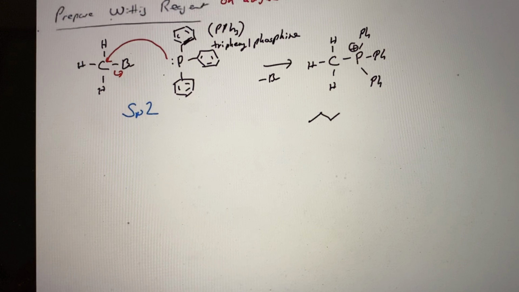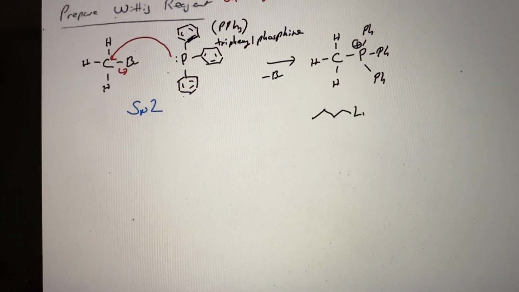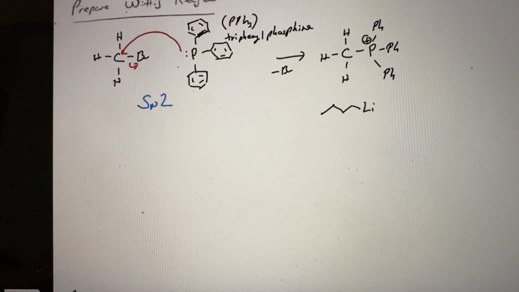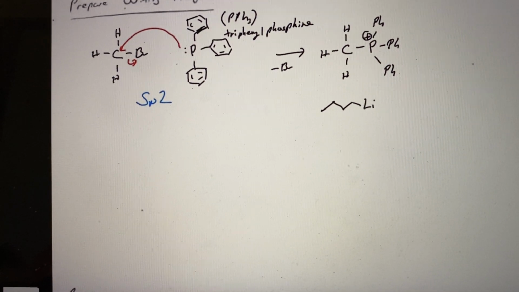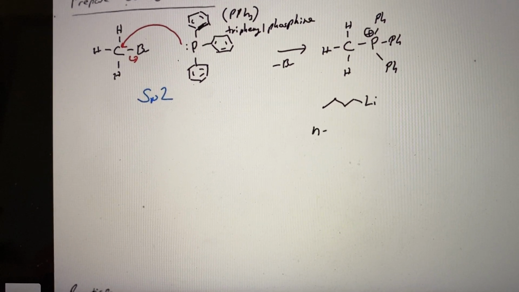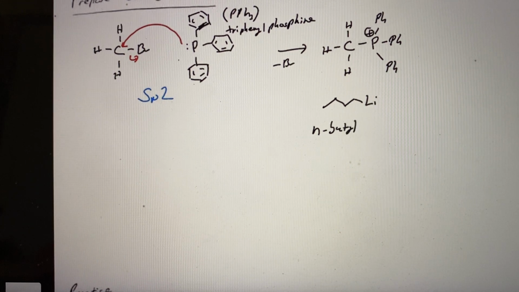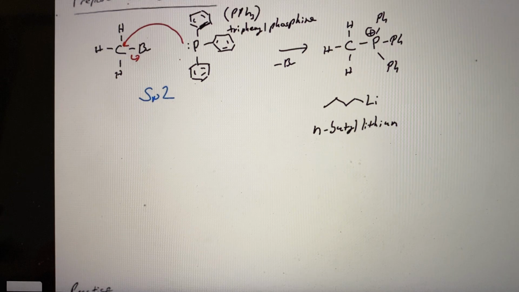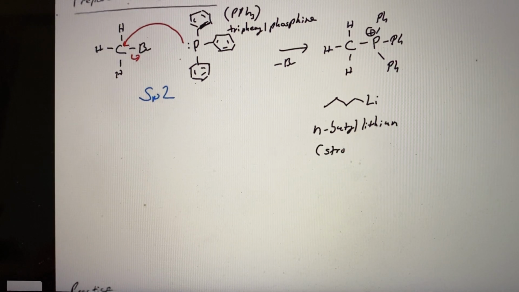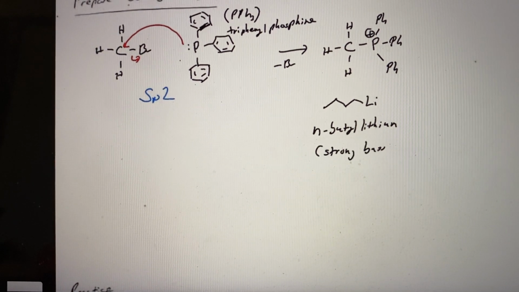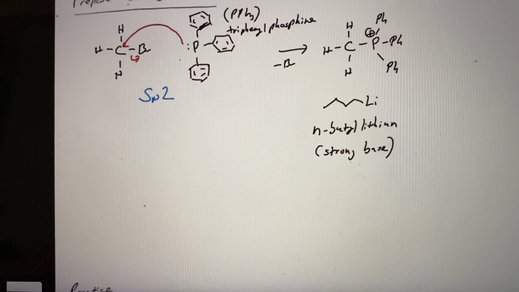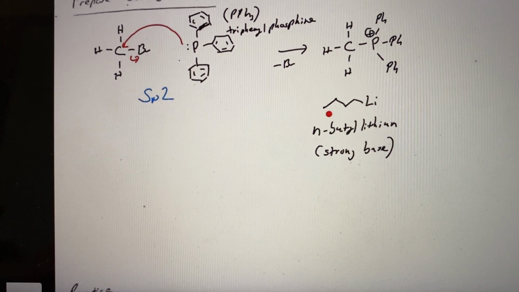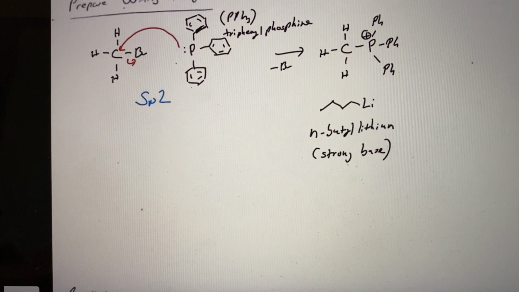So now what we can do is use a reagent like our organolithium that we've seen before, similar things at the beginning of the class. And this now is N-butyllithium, which is going to act as a strong base. So this N here means normal, or a straight chain. It's not branched. Okay. So N-butyllithium.